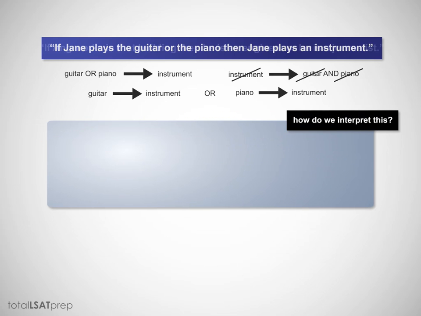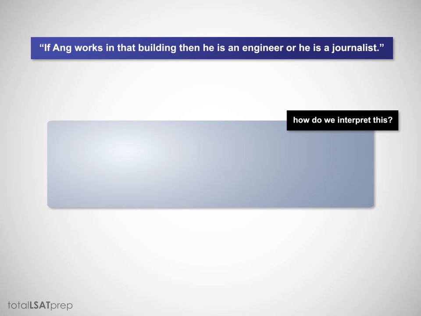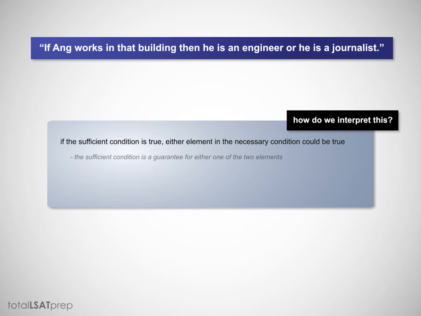Okay, let's take a look at this conditional statement. It says, if Ang works in that building, then he's an engineer or he's a journalist. So how do we interpret this? Well, if the sufficient condition is true, either element in the necessary condition could be true. So the sufficient condition is a guarantee for either one of the two elements. And we can think of it as two separate conditionals joined by or.